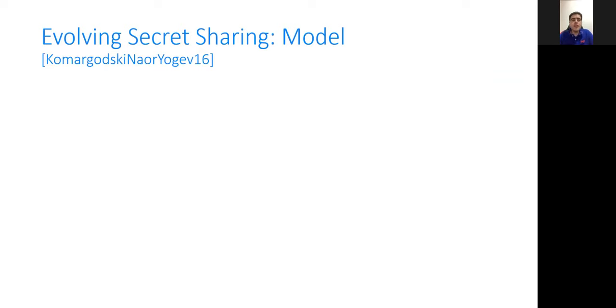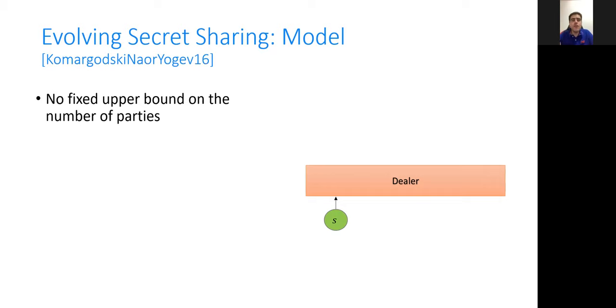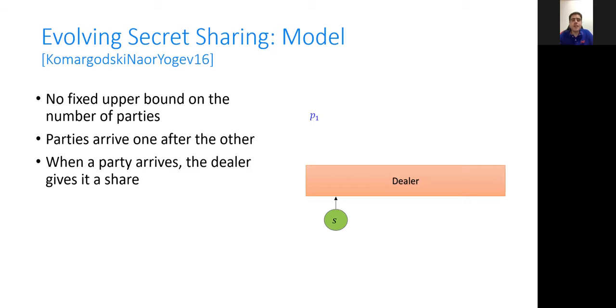So next, we'll define the model of evolving secret sharing presented by Komargodski and Zikas... by Komargodski, Naor and Yogev in '16. So as in standard secret sharing, there is a dealer who holds a secret S, and now in the evolving model, we don't know the number of parties in advance, and we don't have a fixed upper bound on it. So parties arrive one after the other. When a party arrives, the dealer gives it a share. When P1 arrives, it gets a share. When P2 arrives, it gets a share, and so on. When P1 million arrives, it gets a share, and this continues forever.